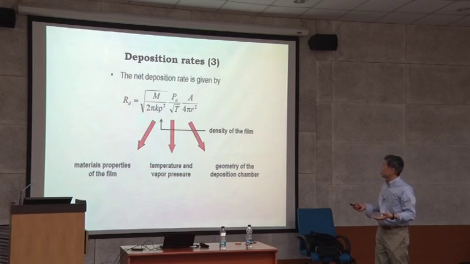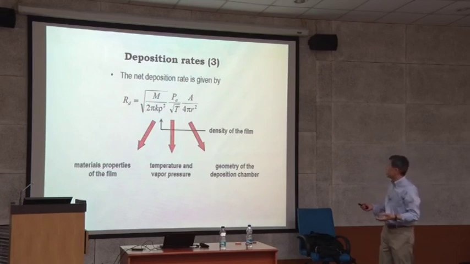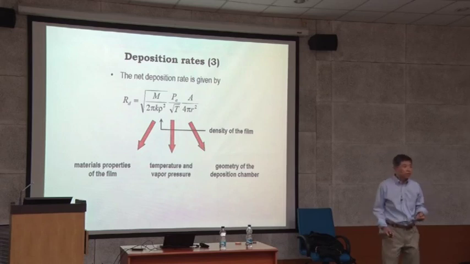And the deposition rate depends on this pressure here and then all the equations. Okay? You plug in the density of the film, and then you know the net deposition rate, given by the material properties of the film, temperature and vapor pressure, and the geometry of the deposition chamber.